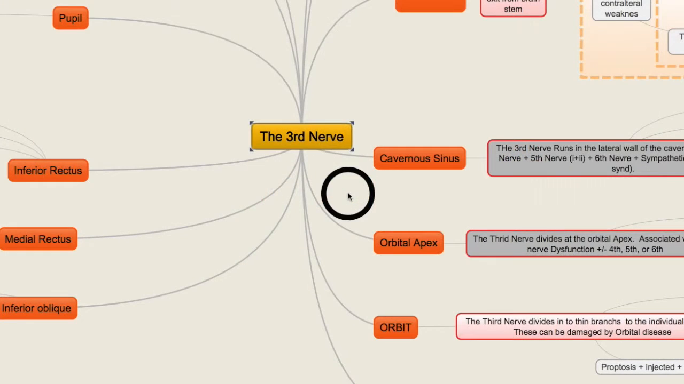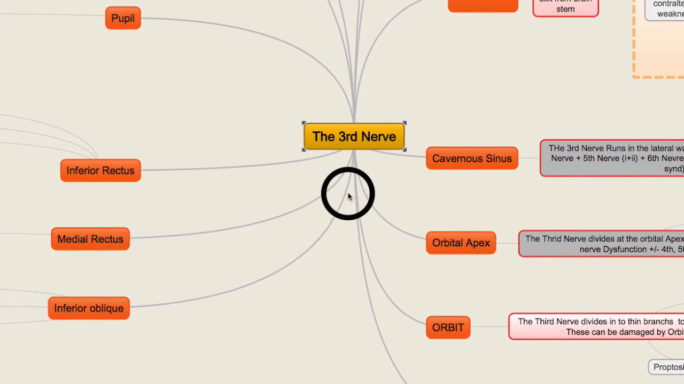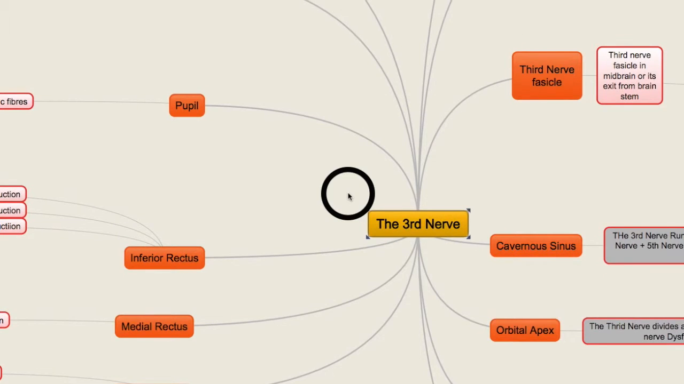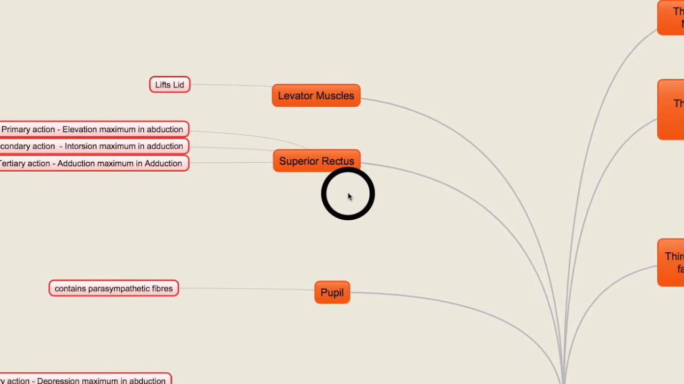The third nerve is one of the most interesting nerves that we ophthalmologists ever come across, and is certainly one of the most fascinating cranial nerves. Before we move on to its origins, let's first of all see what its functions are.